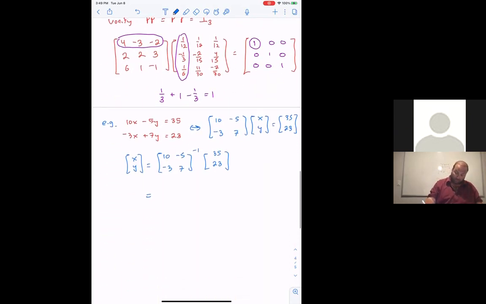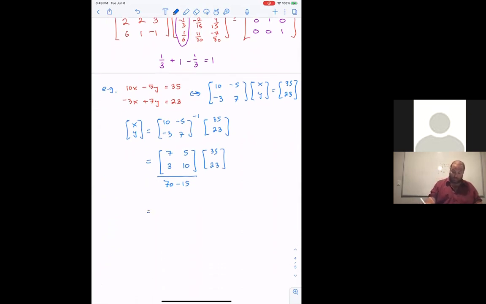Well, let's do that. What's the inverse of this 2 by 2 matrix? Well, the 10 and the 7 switch places. The -5 and the -3 switch signs. Divided by 70 minus 15, times 35, 23.